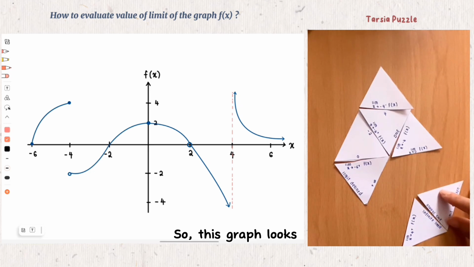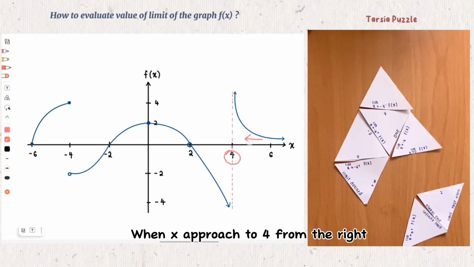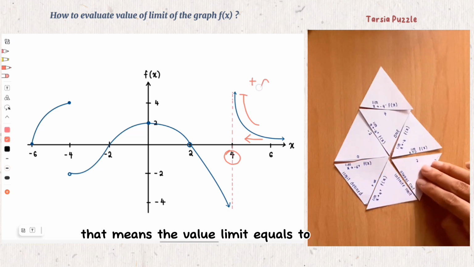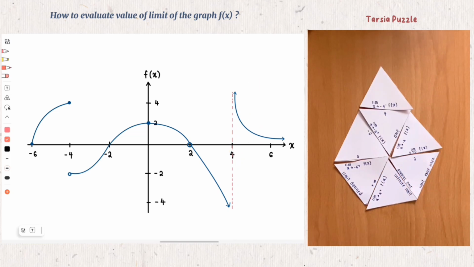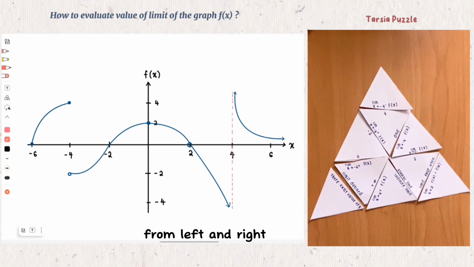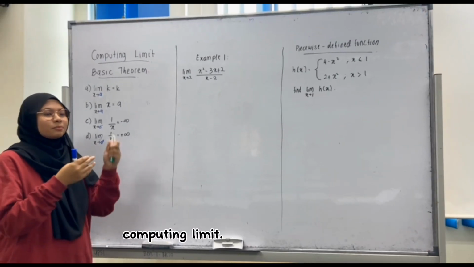So this graph looks like the value of the limit will be infinity. When x approaches 4 from the right, the graph goes upwards. That means the value of the limit equals positive infinity. Limit is defined when there exists a value of y. Limit exists when both sides of the limit, from left and right, are equal. And that's all. Next session, I will explain about limit theorems.